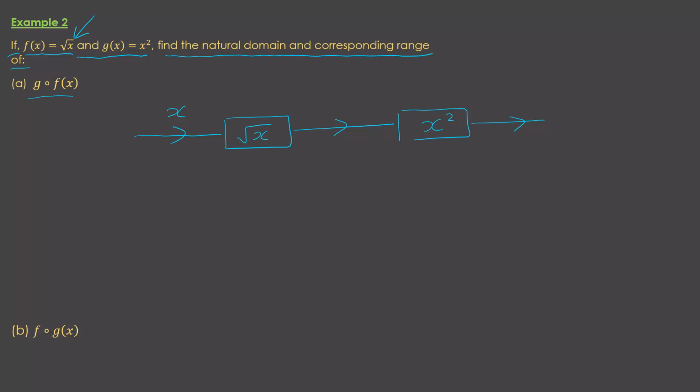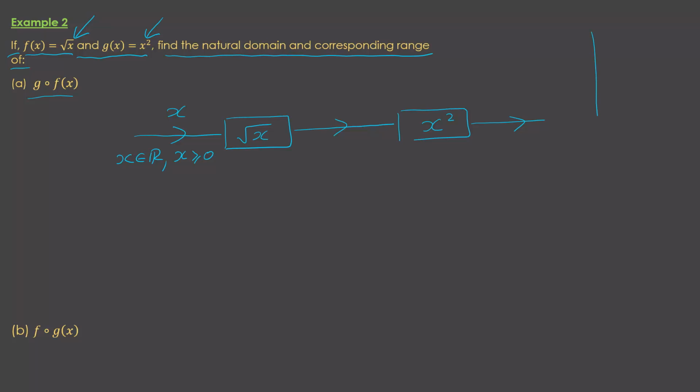Only root x has a problem here. We can't input negative numbers into root x. X squared is fine. We can square any number. So we have a problem at the beginning in that we're going into root x. We can put in real values as long as they're greater than or equal to 0.